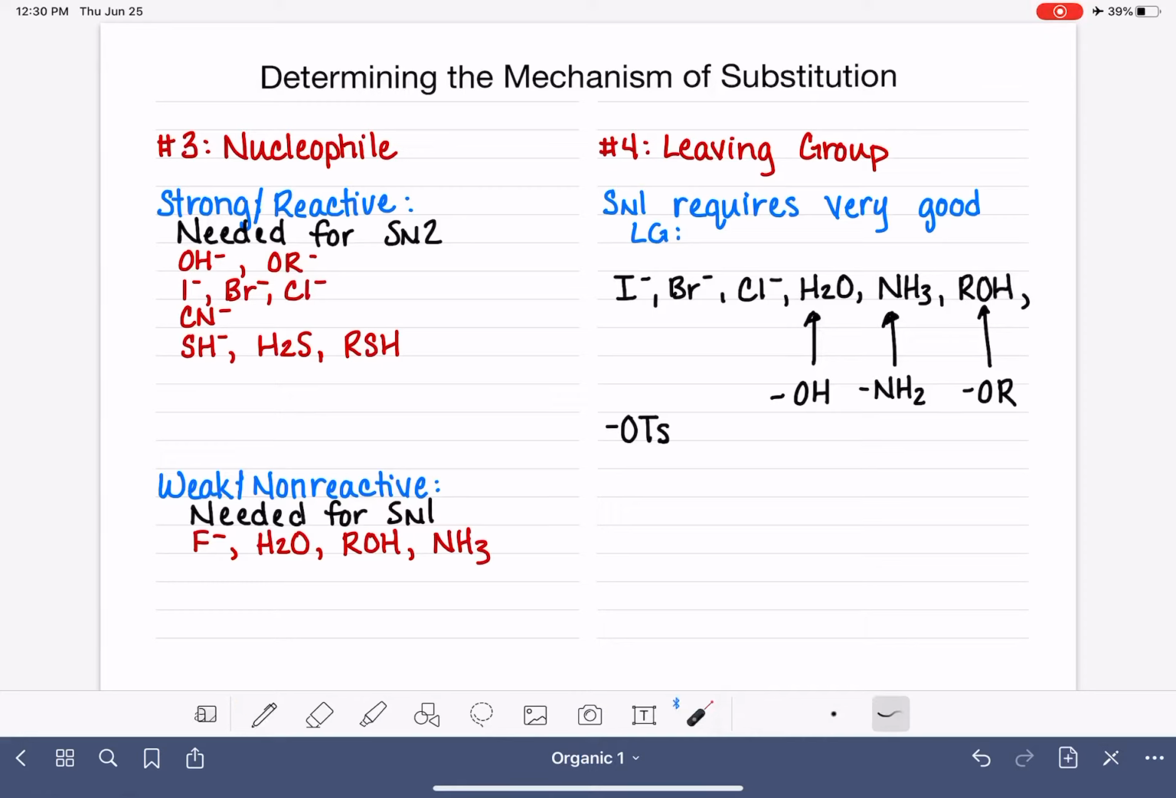So the only real thing we can say about the leaving group is that the Sn1 reaction requires us to have a very good leaving group. And we can't really say much about Sn2 other than we can say neither reaction works with a bad leaving group.